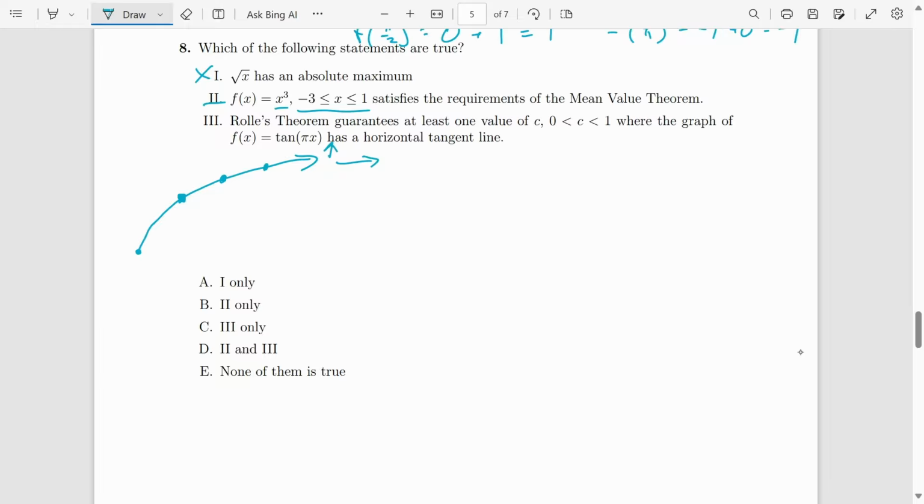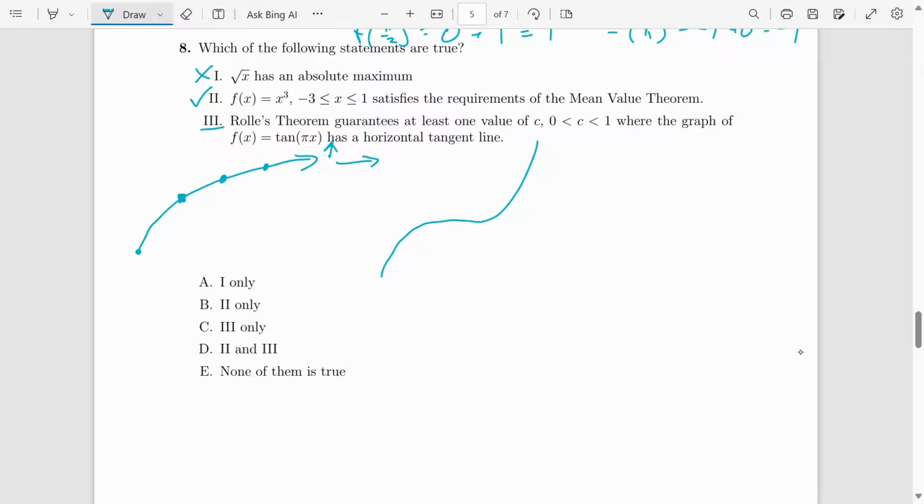That's just the standard cubic curve, and it is differentiable and continuous at any point that you give. So statement 2 is true. It does satisfy the requirements. Now what about statement 3?